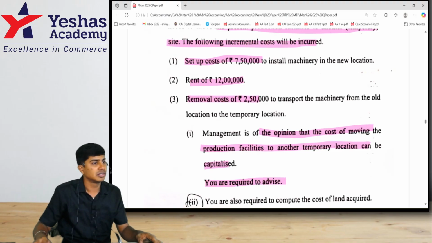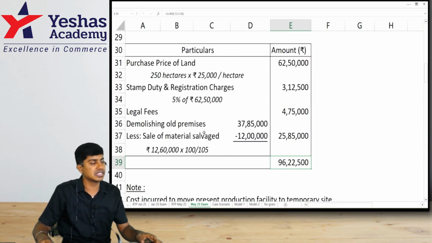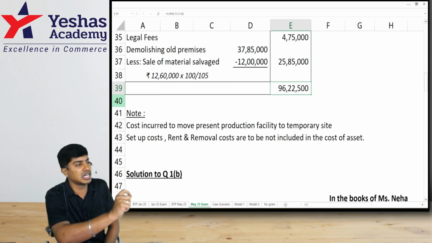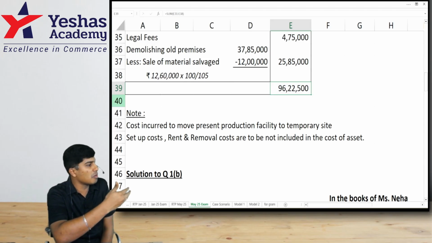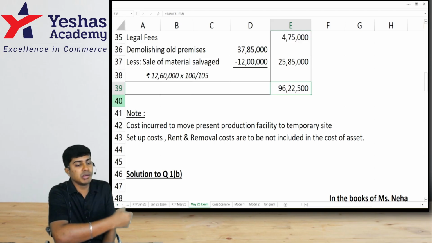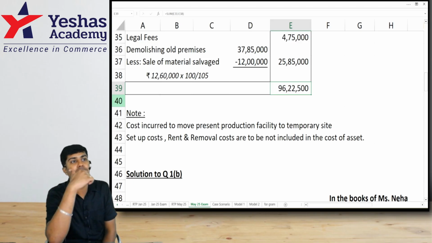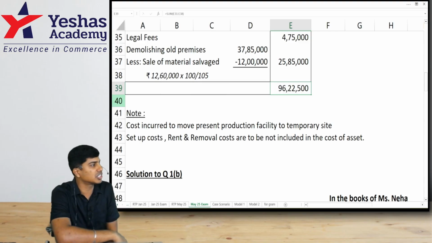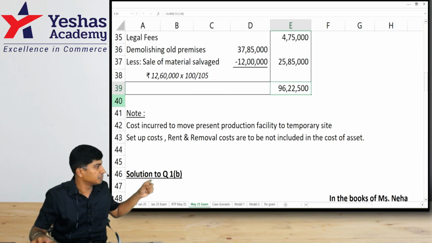What is your advice? Our advice is such treatment is incorrect. Cost incurred to move present production facilities to the temporary site, in the form of setup cost, rent and removal cost, are not to be included in the cost of the asset. They have to be charged to P&L because they add no value to the asset that we are constructing now. So this is our suggestion.